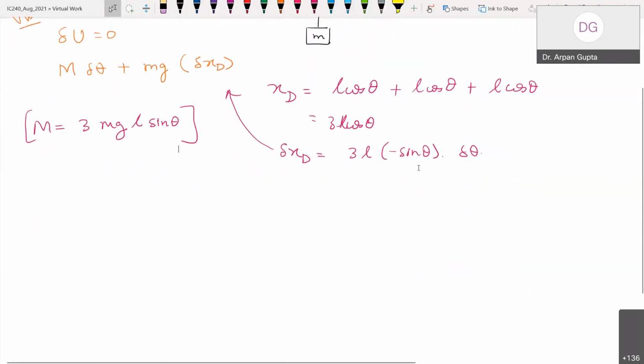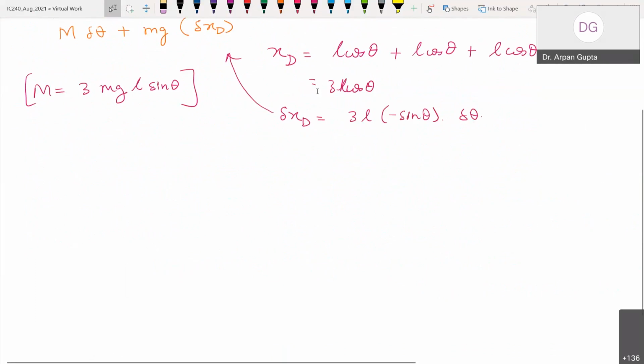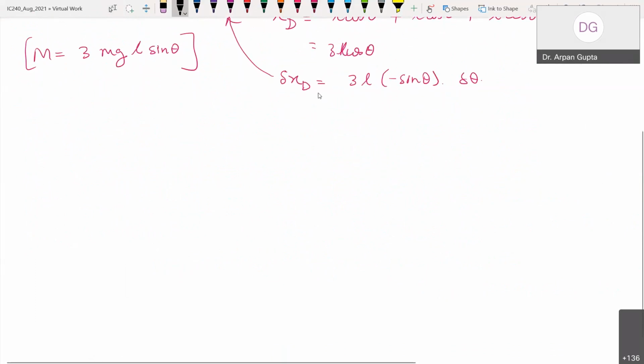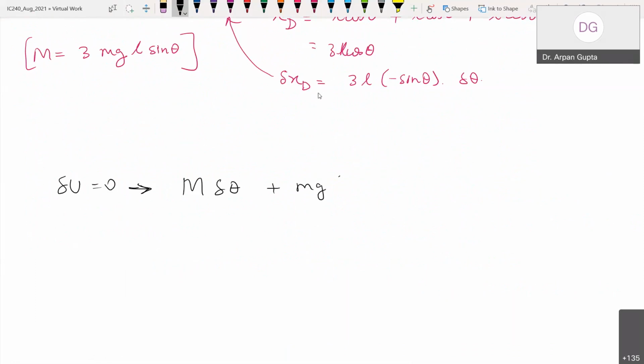Now here we have written this expression as delta U is equal to 0, and what we have written is m times delta theta plus mg times delta x. This is equal to 0. That's what we have written. And what is this? This is basically your virtual work done by gravity. It's written like this.